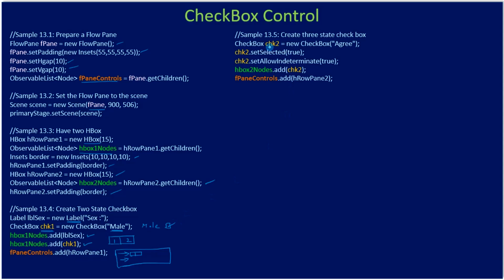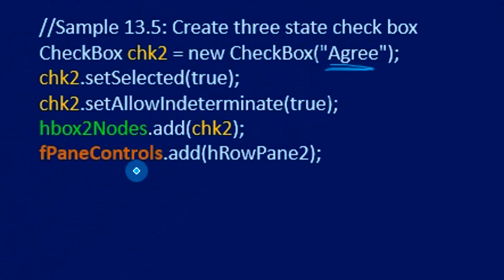Next, if you see, we create our second checkbox, and the caption we are giving is agree. Then we set selected as true. That means the checkbox will be in ticked state or selected state. After that we make a call to setAllowIndeterminate, and we pass true. So this will make the two-state checkbox into a tri-state.